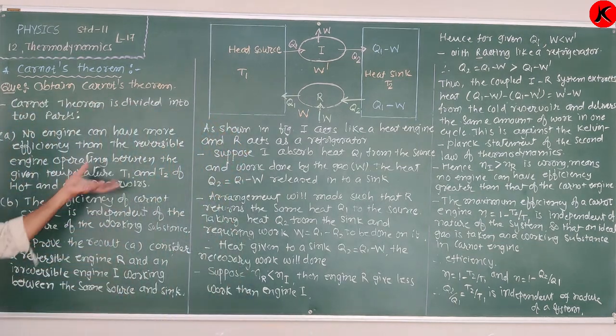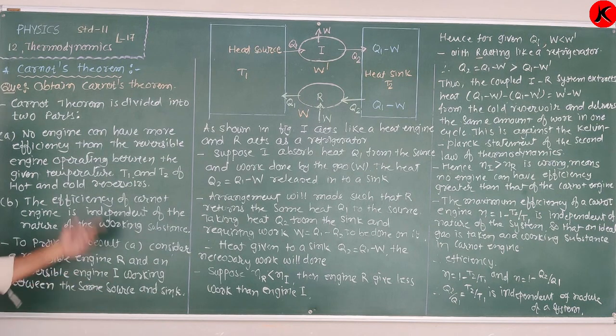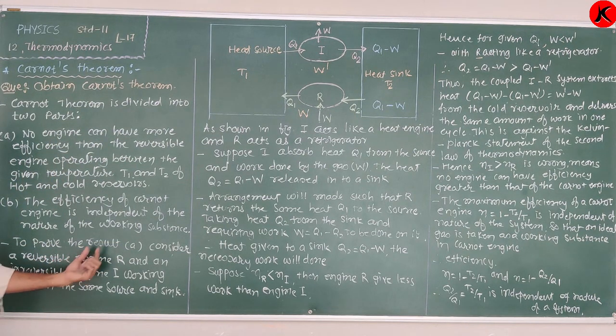One statement is that no engine has more efficiency than the reversible engine operating between the two temperatures T1 and T2 of the hot and cold reservoir. And the second part of the Carnot theorem is that the efficiency of a Carnot engine is independent of the nature of the working substance. Clear? Again, we revise the first statement. To prove the first part, we consider a reversible engine R and an irreversible engine I working between the same source and sink.